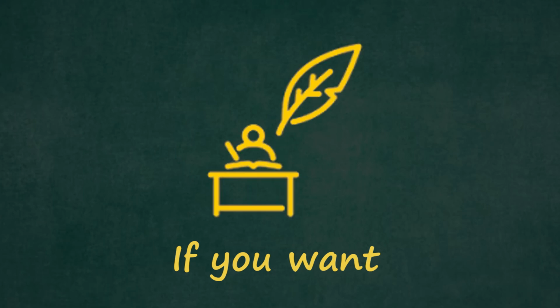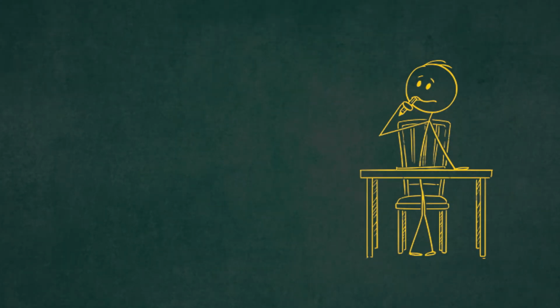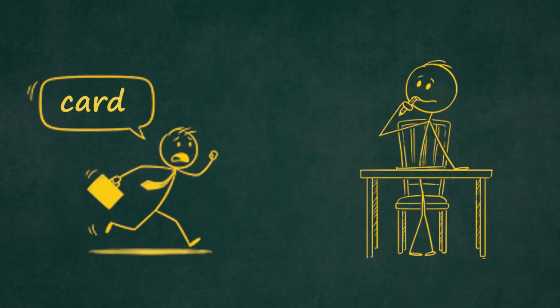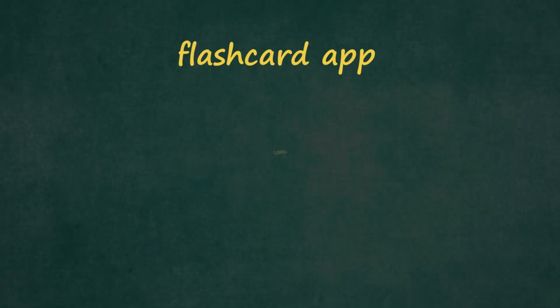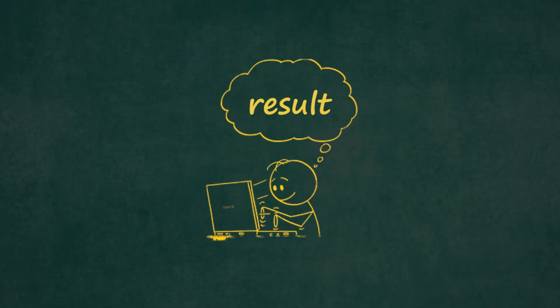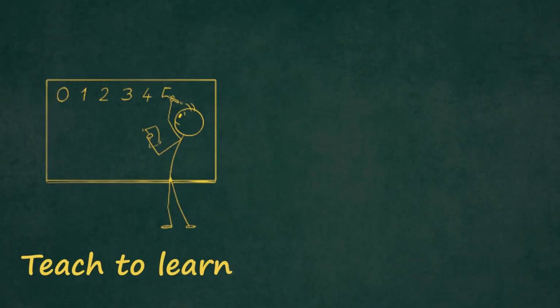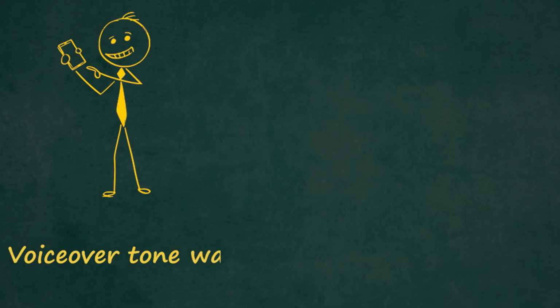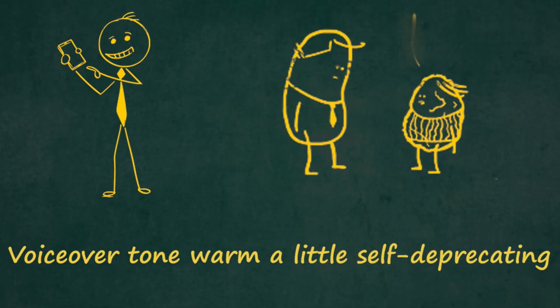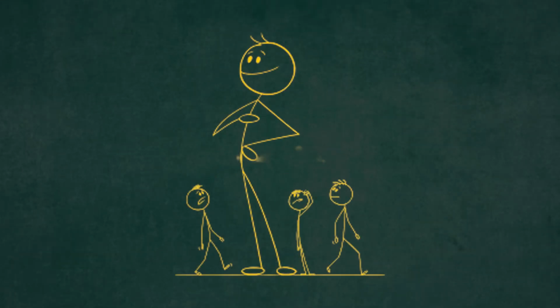If you want extra polish for your video, B-roll ideas: chaotic notes, color-coded map, whiteboard teaching, flashcard app, calendar reminders, exam results. On-screen text: don't reread, retrieve; teach to learn; space your reviews. Voiceover tone: warm, honest, a little self-deprecating, then confident and crisp.